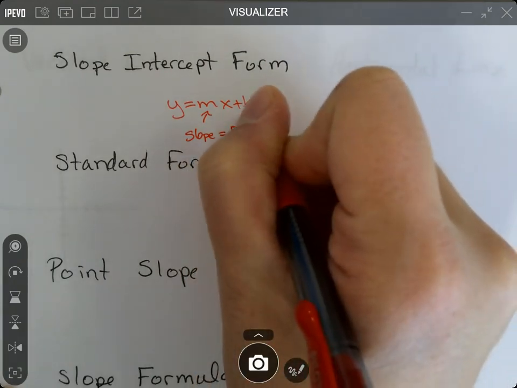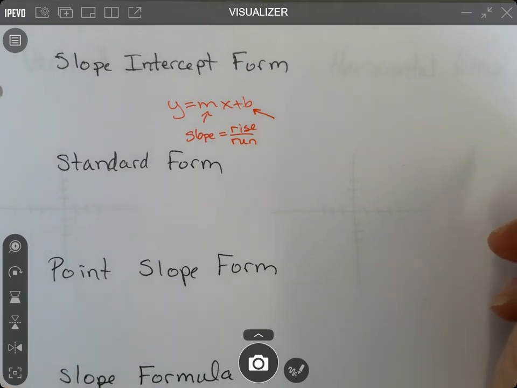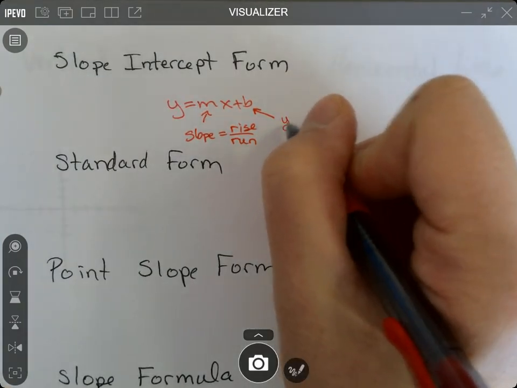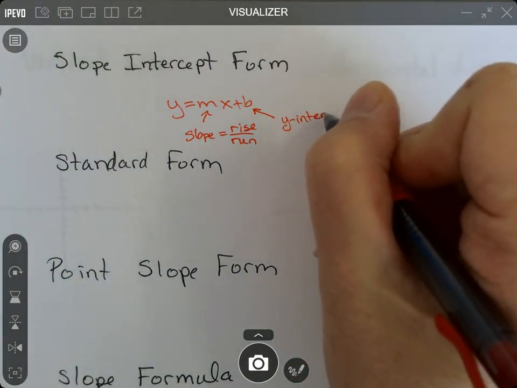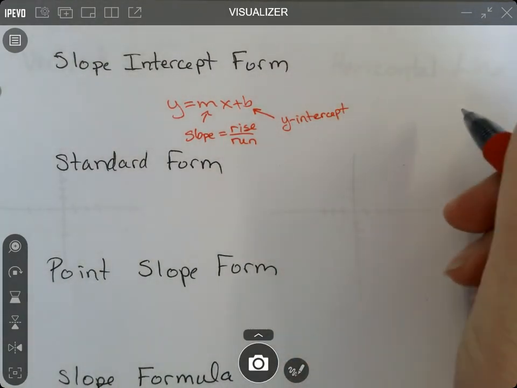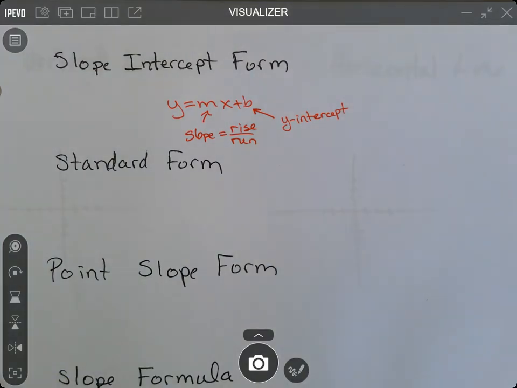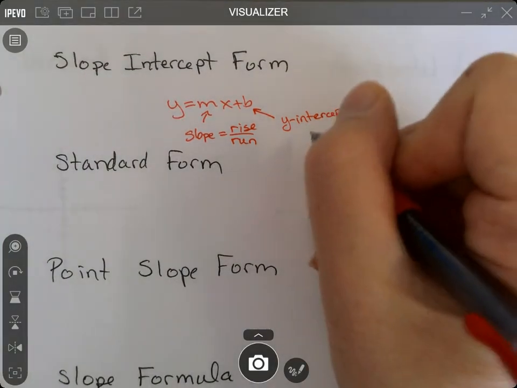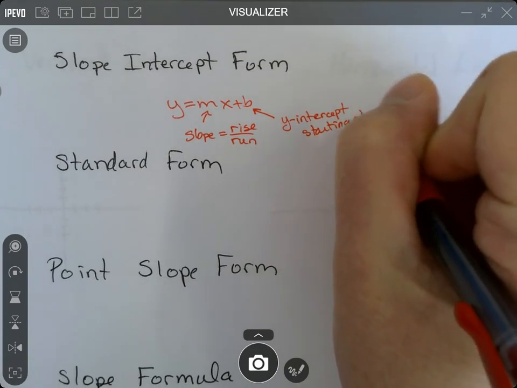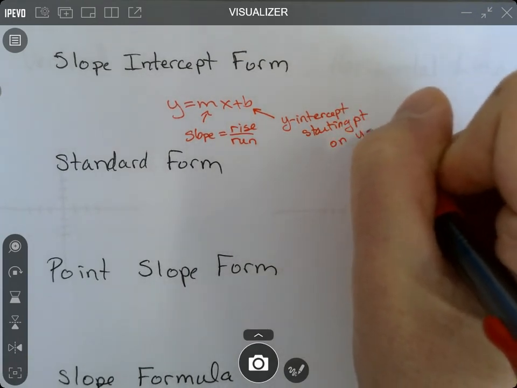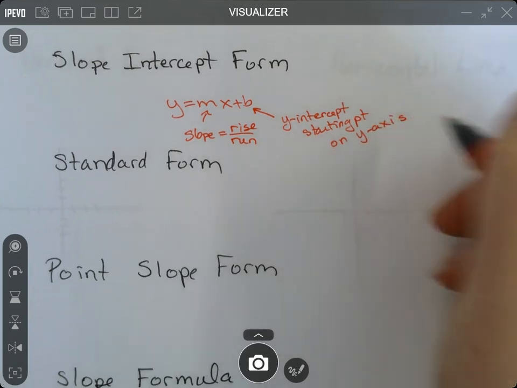All right, what does the b stand for? The y-intercept. Okay, tell me more about the y-intercept if we're thinking about graphing it. It crosses the y-axis, but if I'm graphing it, this is my starting point, right? My starting point, and where is my starting point? On the y-axis. Make sure you put it on the right axis.